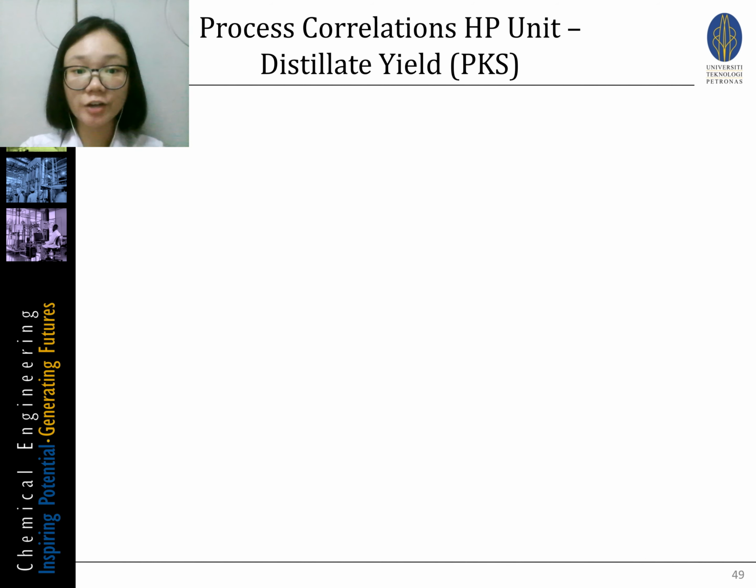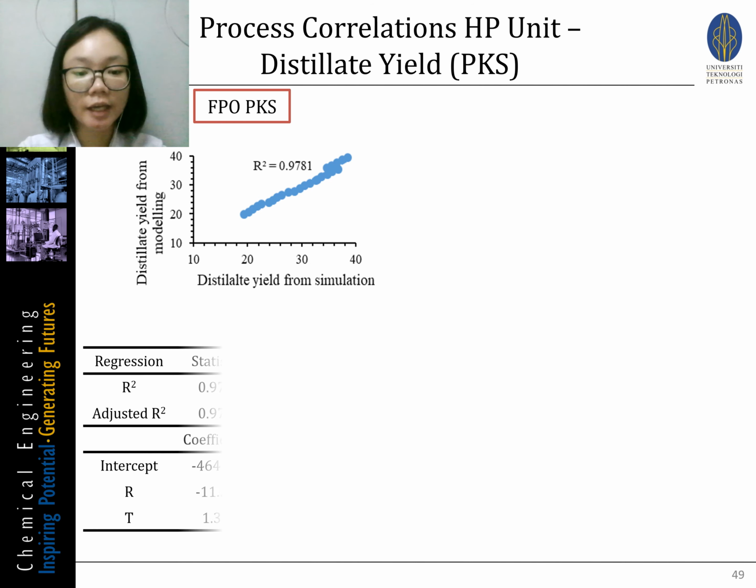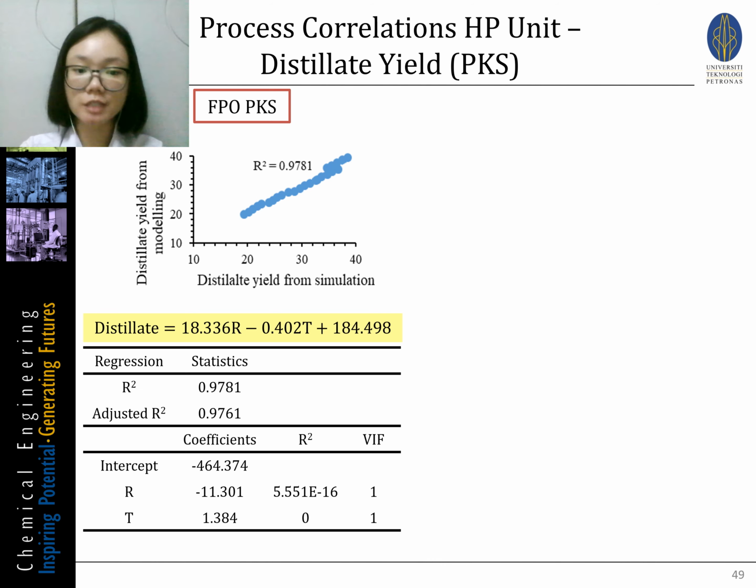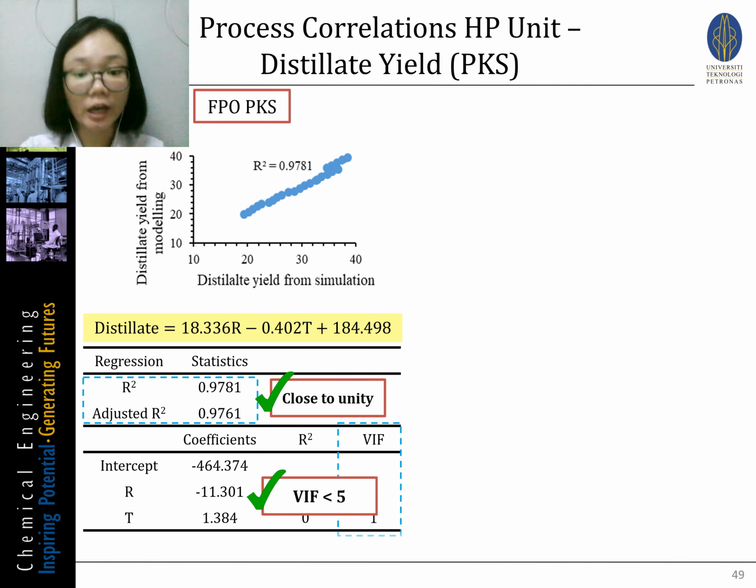Next is the process correlation of the distillate yield from the PKS bulk oil. Here is FPO-PKS, and this is a surrogate model development result, and this is the final form of my equation, which consists of R and T variables. The R-squared and adjusted R-squared are close to unity, and the VIF is less than 5.